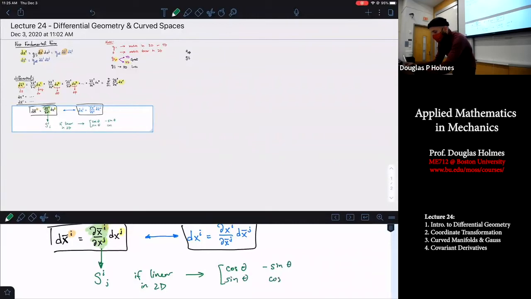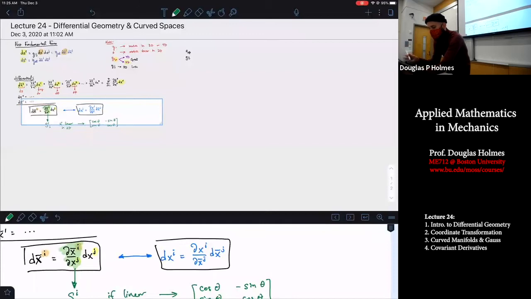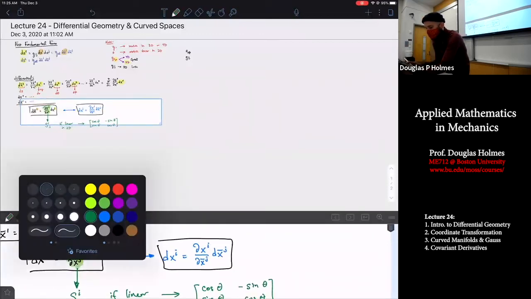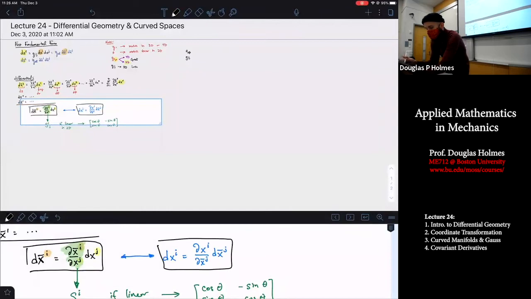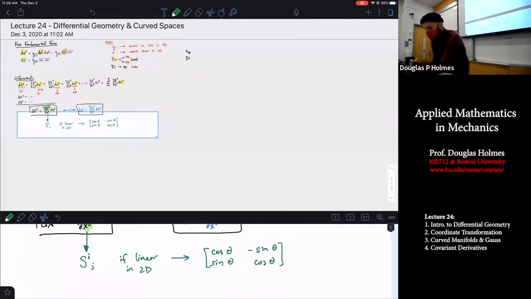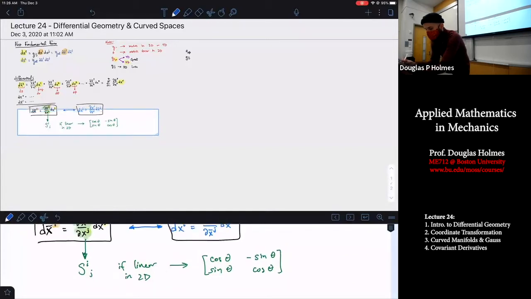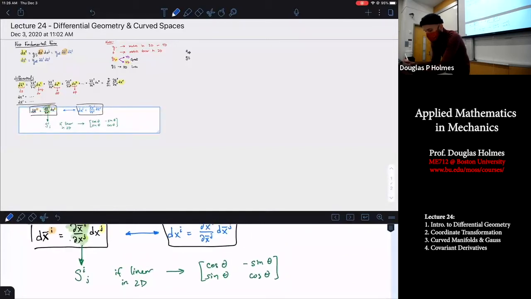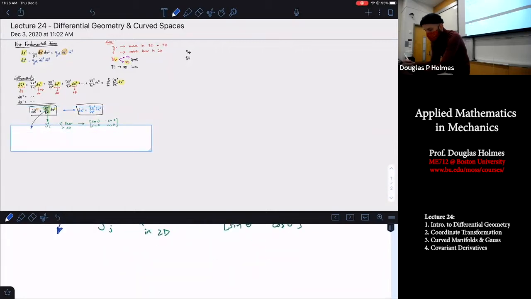cos theta. Can you repeat why the j is covariant? Because it's an upper index, so I think I missed that. It's an upper index that's downstairs. So what that means is, you could think of this as like this operator.